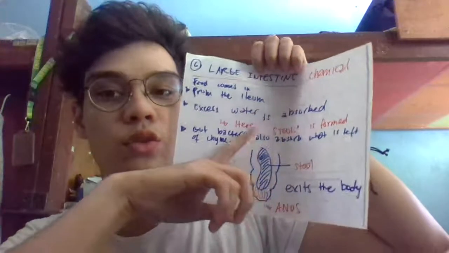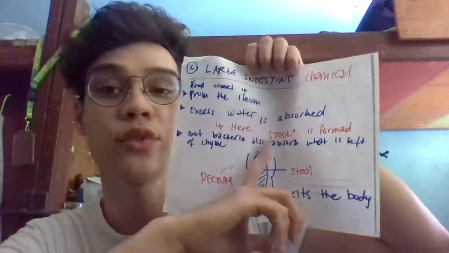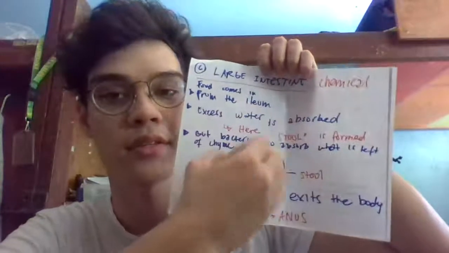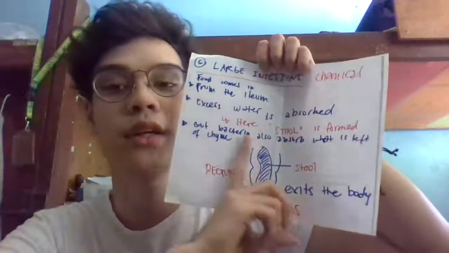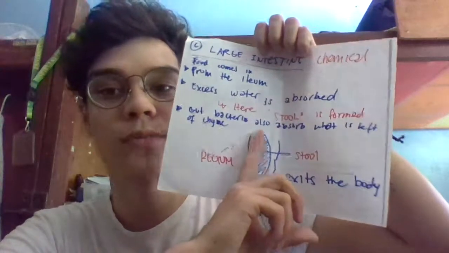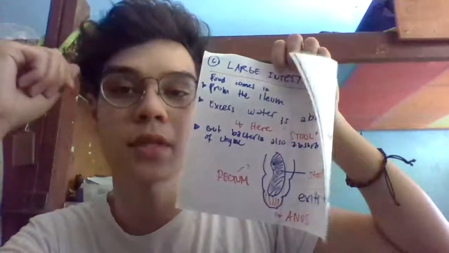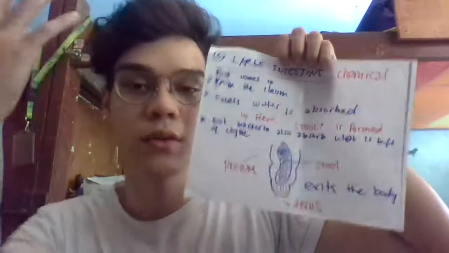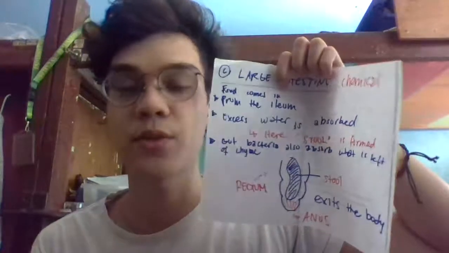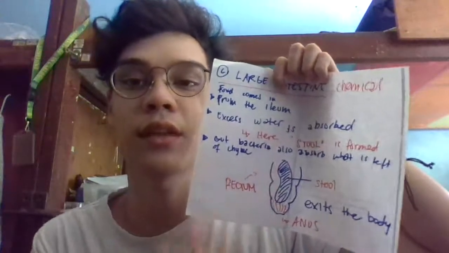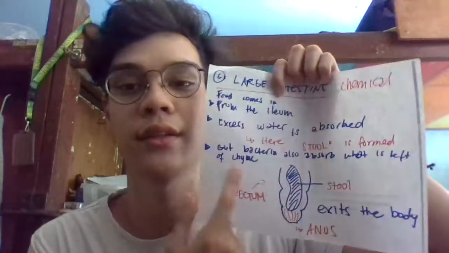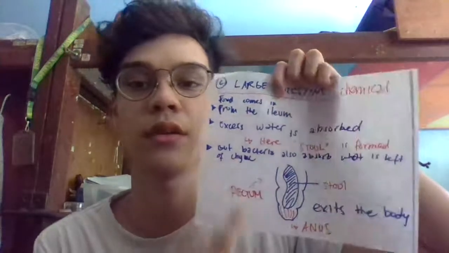So the excess water is absorbed by the large intestine. So stool is formed here. It becomes solid because it's not liquid anymore, because the water is taken out. So stool here is created, and then the gut bacteria also absorb what is left of chyme, because sometimes some people are, for example, lactose intolerant, meaning they cannot break down lactose by themselves. So what happens is in the large intestine, that lactose is broken down by the gut bacteria within. We have a family of bacteria within our large intestine.